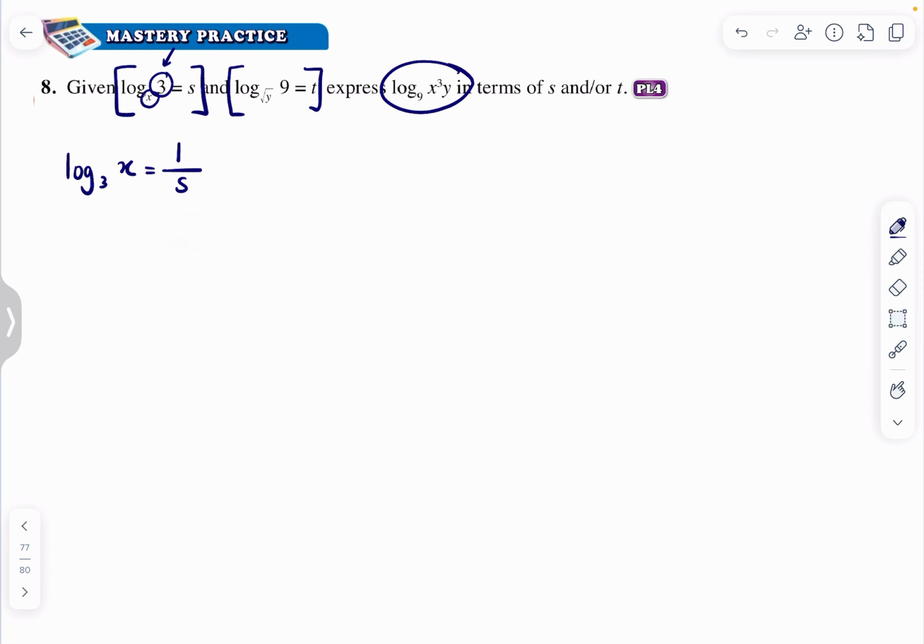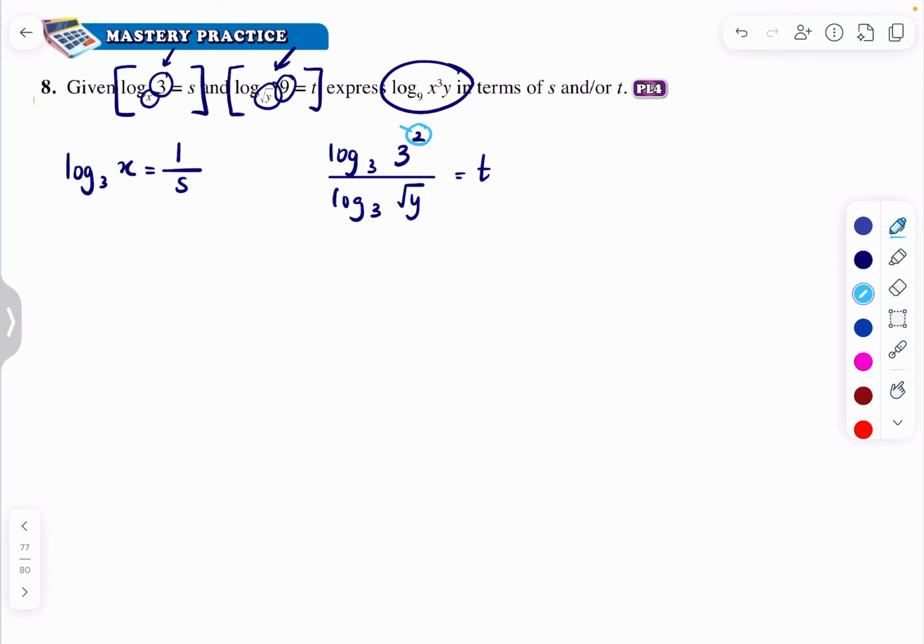Then the next one, same thing. You want to change base, you put log 3 over log 3. Big number goes here, small number comes down here, equals t. Okay, 9 is 3 squared, and then this square we can bring in front, so it becomes 2 times log_3 3. So log_3 3 is just 1, right? So this whole thing becomes 2 times 1, which is just 2.